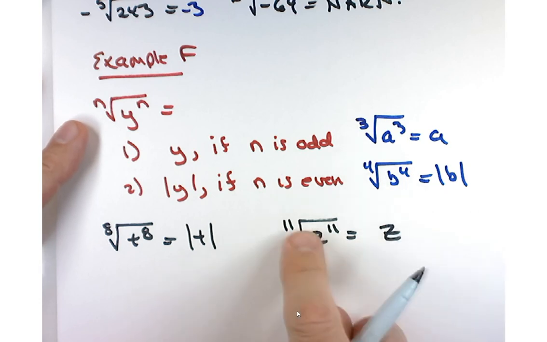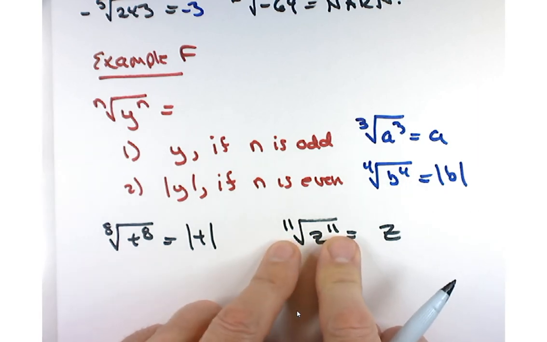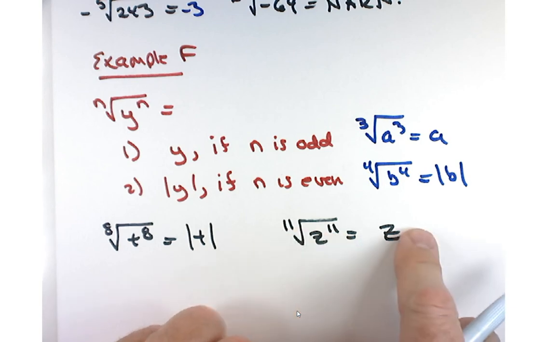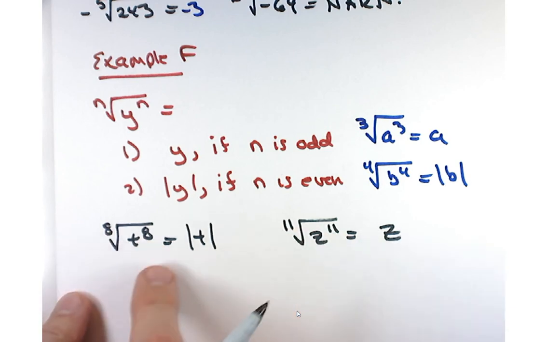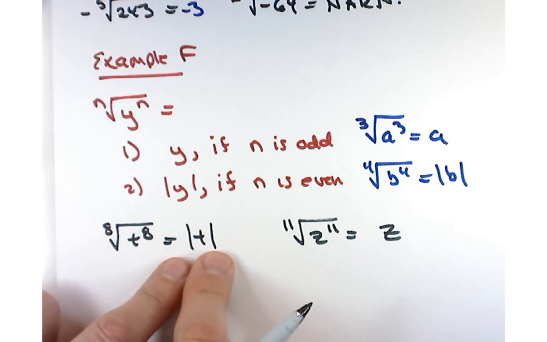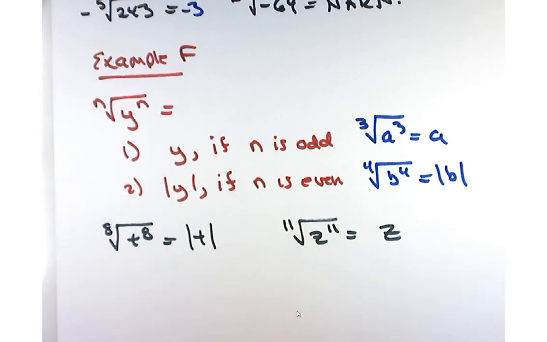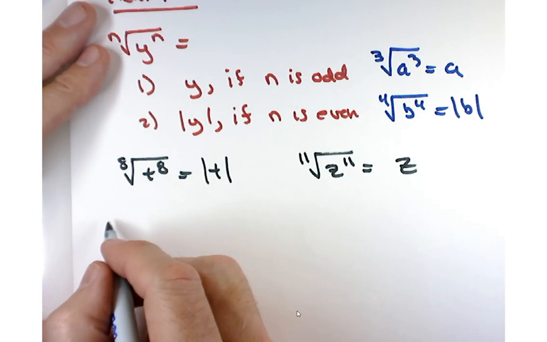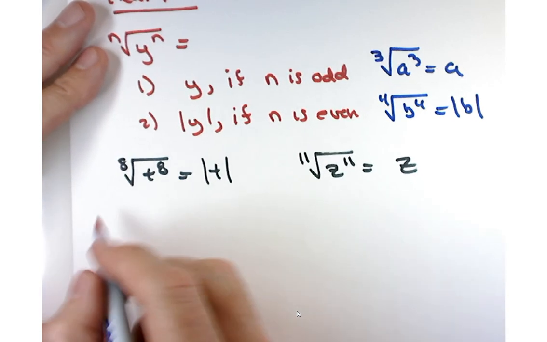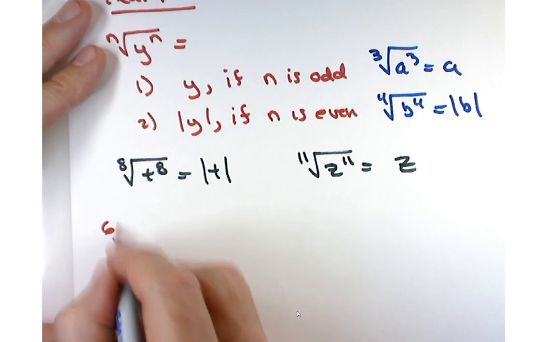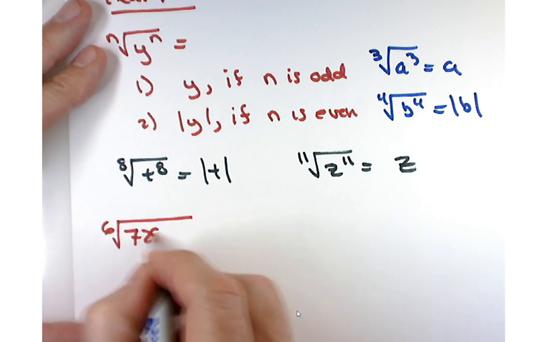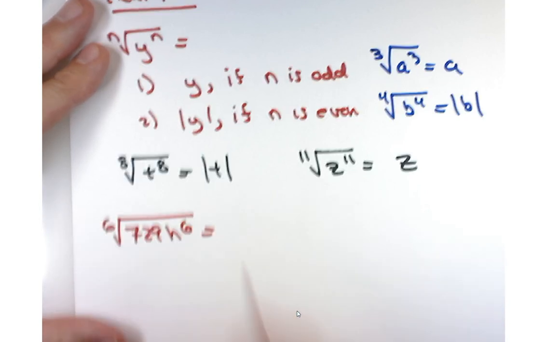Yeah, just z. The thing that I'm trying to highlight here is that this one's odd. You don't need the absolute value. This one's even. When they match and they're even, you need the absolute value. When they match and they're odd, you don't need the absolute value. Nice. So what if I extended that to a problem like, say, the 6th root of 729 h to the 6th power?